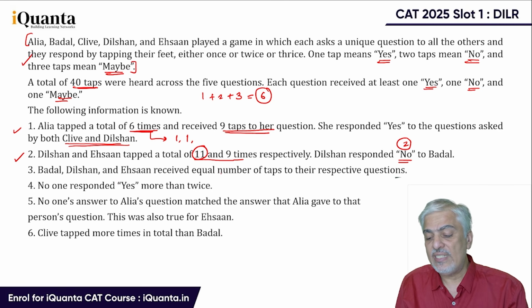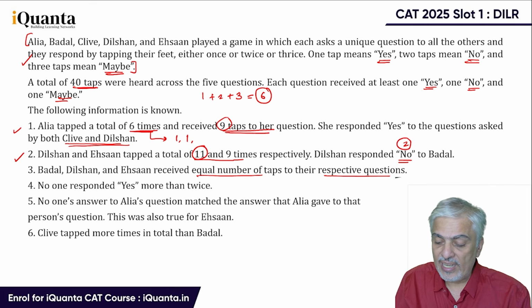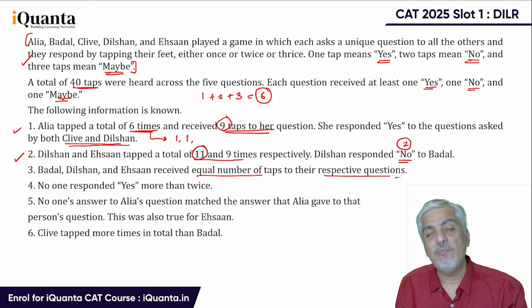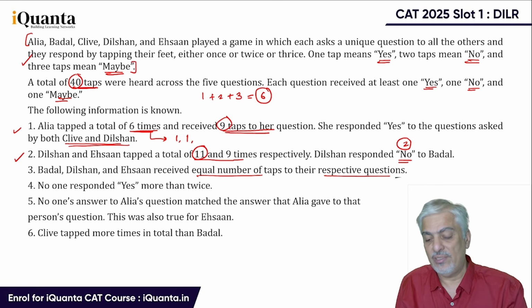So this is also pretty direct. B, D, E received an equal number of taps to their respective questions. Now we already know that A has received 9. And we have been told that the other 3 have received equal, and the total was 40. So 1 more was left. Gives me a lot of information.